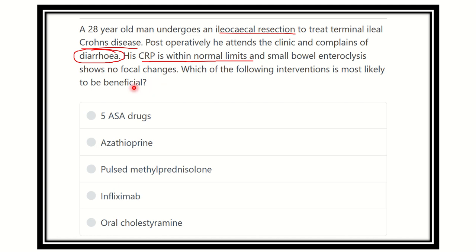Here are the options. Options are 5-ASA drug, azathioprine, pulse methylprednisolone, infliximab, oral cholestyramine. So we have to find out one of the options which can be given to the patient and benefit the patient. So the important points: ileocecal resection, second one, diarrhea, then CRP, which is normal. So CRP normal means the treated Crohn's disease is now within normal limit.